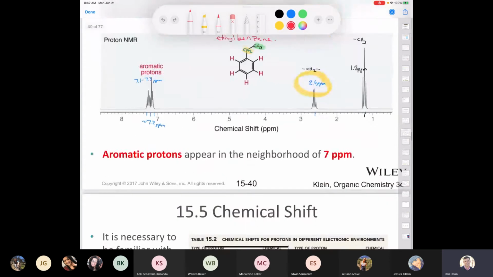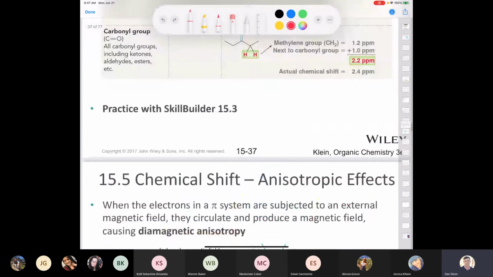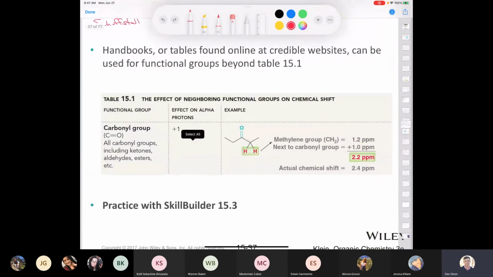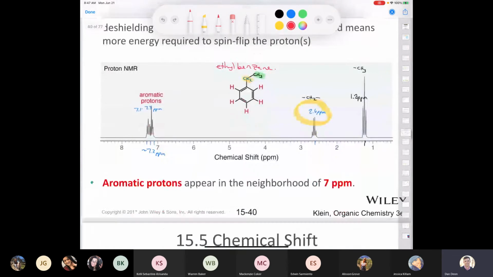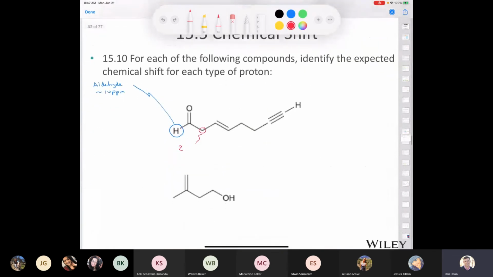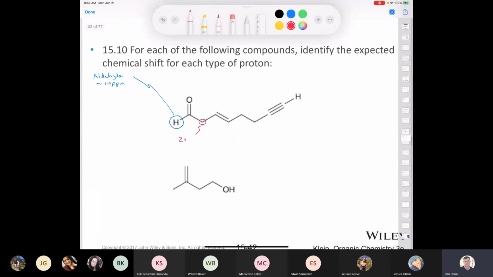If we go back to table 15.2, and I'm not going to do this for every proton, but you see, if you're next to the carbonyl of a ketone or an aldehyde, ester, etc., you add 1 part per million. So we take that 2 parts per million, and then we add 1 part per million to it, and we end up with 3 parts per million. So we have, again, allylic protons plus 1 part per million. All right, let's take a look at the next one.